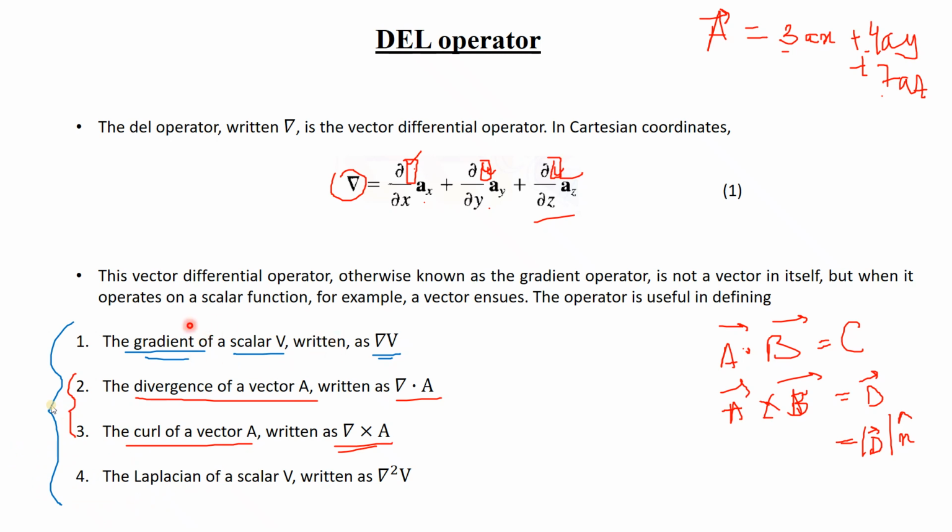So when the del operator is applied on a scalar, it is called the gradient of a scalar, and on a vector it can be applied in two ways, because since it is a del operator, it is also a vector. It can be applied either as a dot product or a cross product. When applied as a dot product, it is called the divergence of a vector, and when applied as a cross product, it is called the curl of a vector.